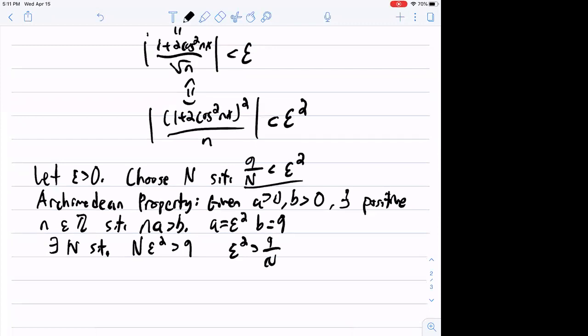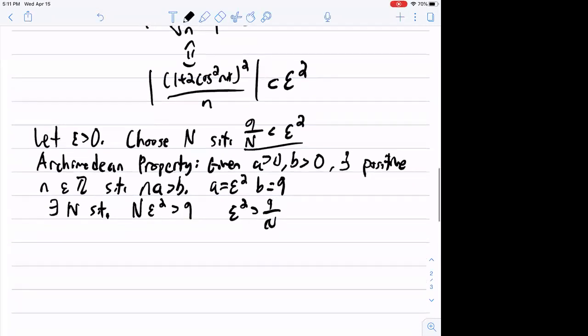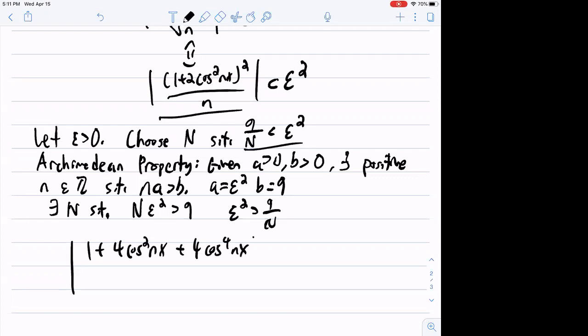So one way is to use Archimedean property. Another way would be to use, say, density of rationals. But let's see why I chose that. If you square this term, you will get 1 plus 4 cosine squared nx plus 4 cosine to the 4th nx, all over n. So choose N such that that's true. So for n greater than or equal to N, we have this.